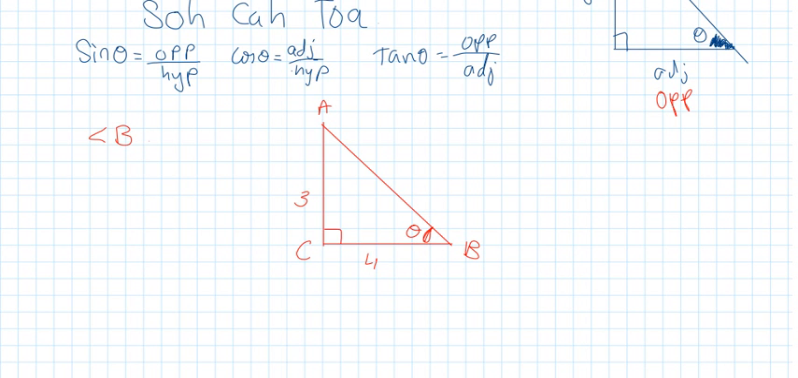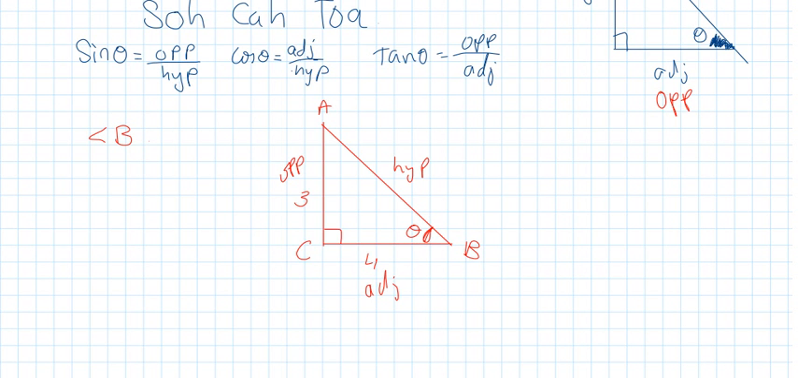The first thing you want to do, you know it's a right angle triangle, you want to name your sides according to angle B. According to angle B, where is the opposite, where is the adjacent, where is the hypotenuse? 3 is the opposite, 4 is the adjacent, and this one is the hypotenuse. Now the question comes, how can I solve angle B? What sides do I know? The opposite and the adjacent.